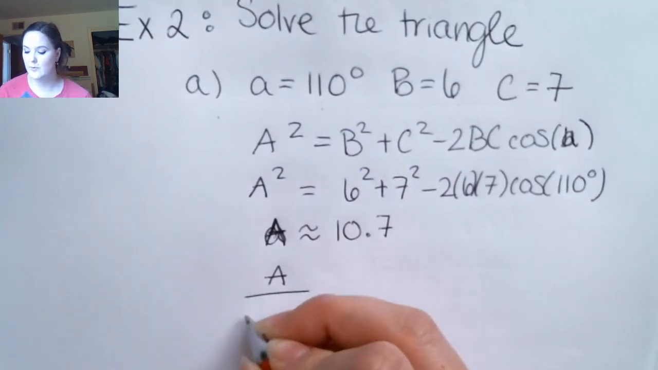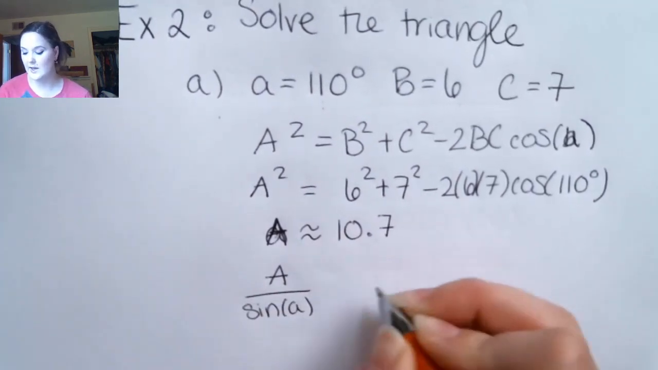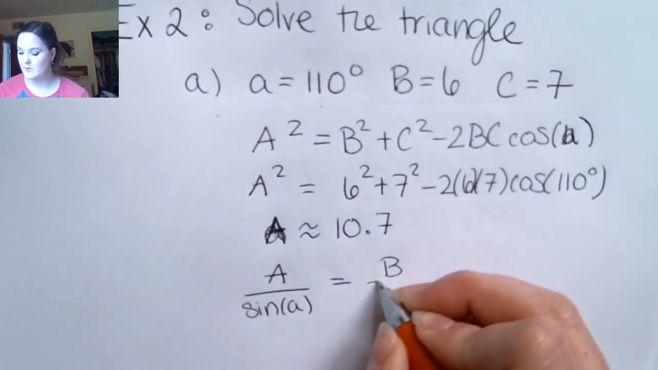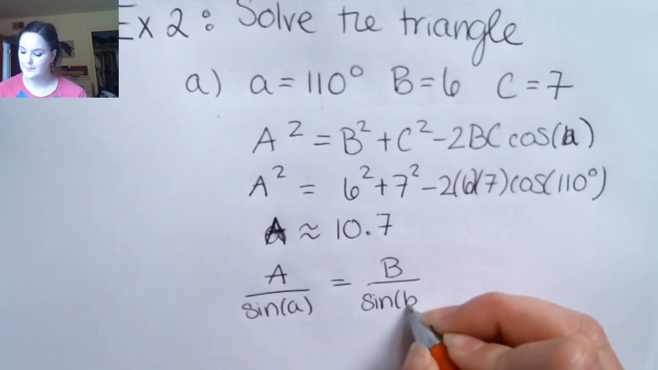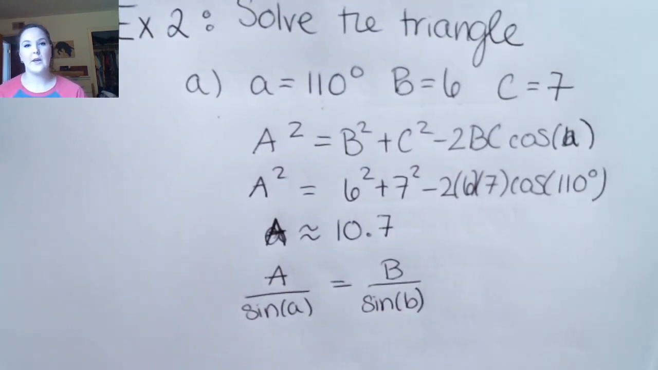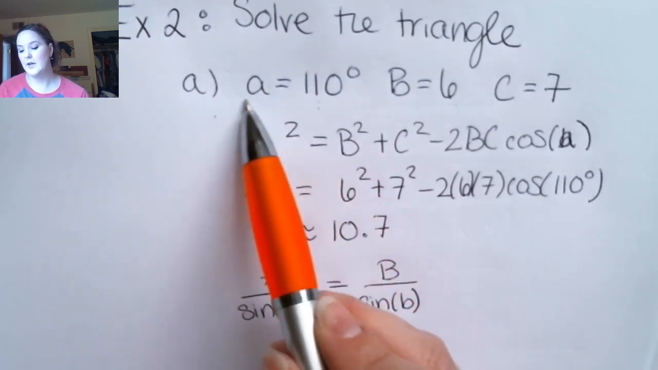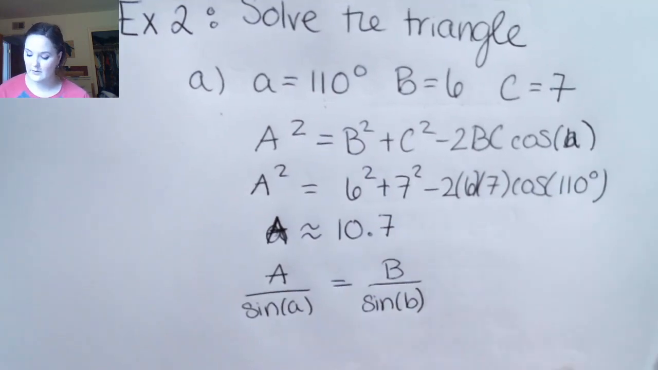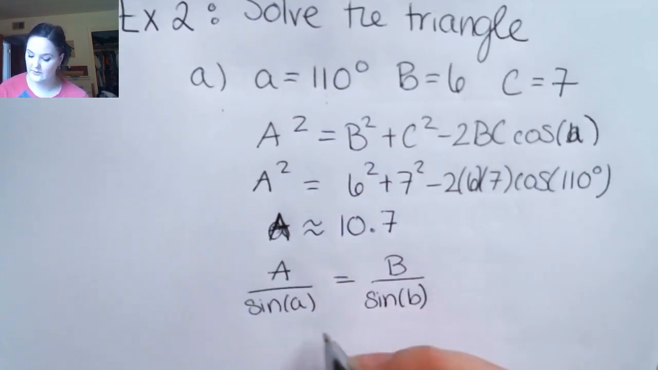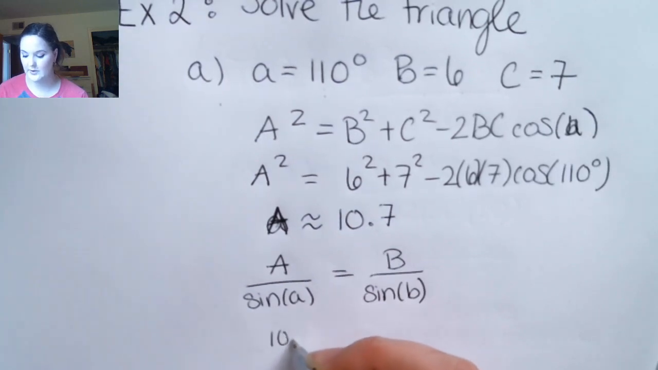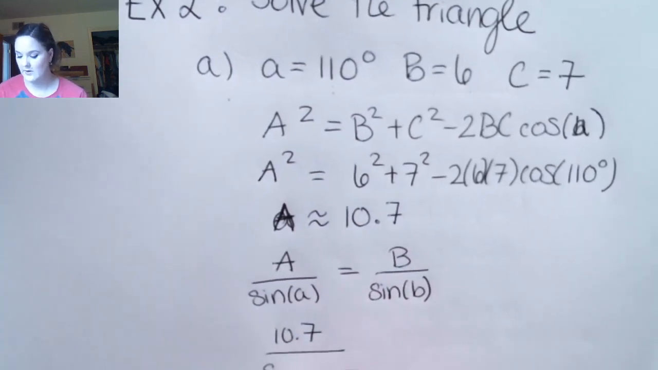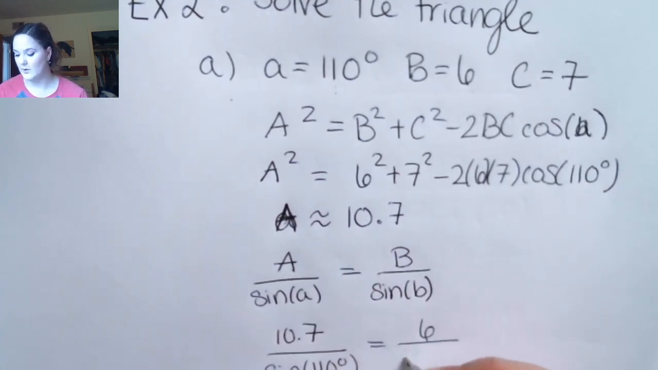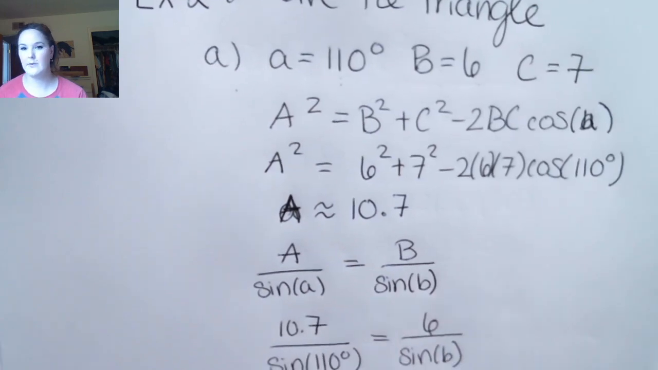So we're going to use the one where we have the side length across from the angle, which is A, and then we're going to do one of the other sides. It really doesn't matter which one, so we'll just do B. Okay. Again, you don't have to worry about the ambiguous case because we have one angle that's greater than 90 degrees. Okay. All right. So we're going to fill in everything we know here. We know that A is 10.7. We know that angle A is 110. We know that side length B is 6, and we're looking for angle B here.